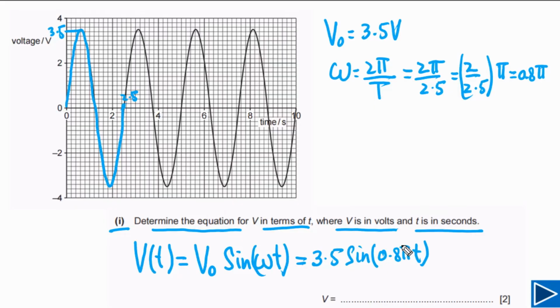This question has 2 marks. The first mark you will get if you have got the right value of omega, so this is a C mark, and the second mark is an A mark. If you have got the right equation, you will get the second mark. But if you have got the right answer, you will still get 2 marks even if you haven't written this one. If your answer is wrong but you have calculated the value of omega right, you will get 1 mark.